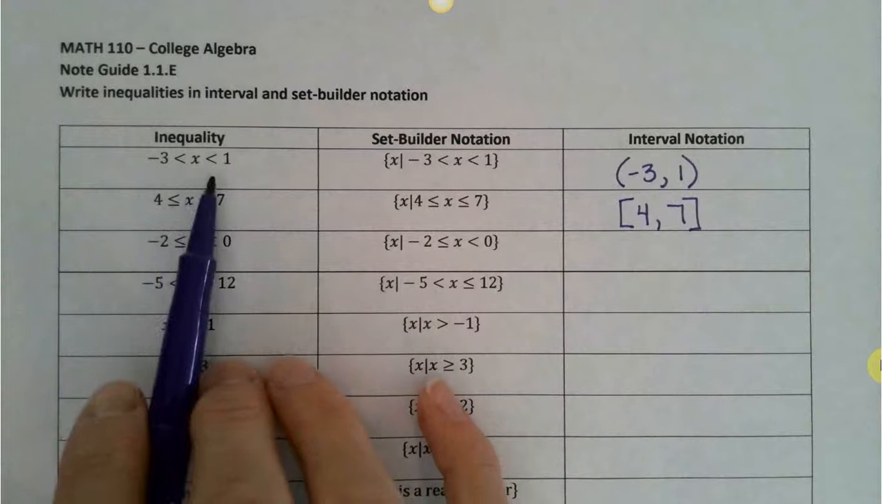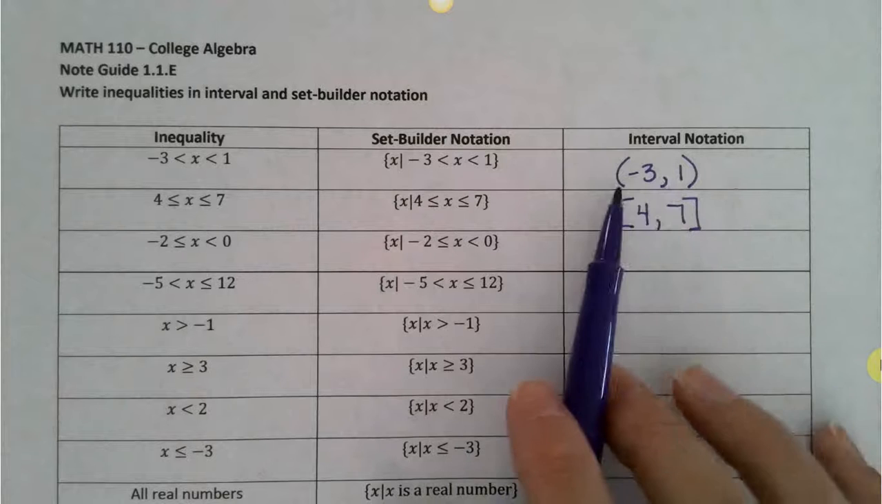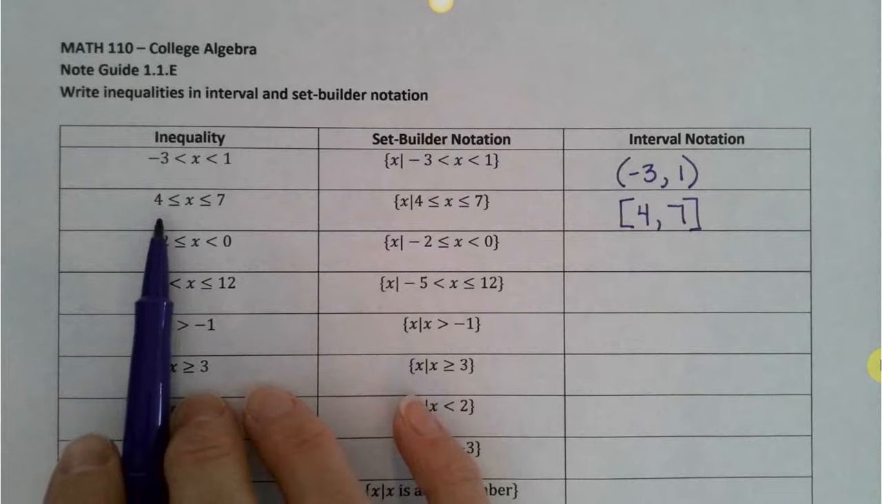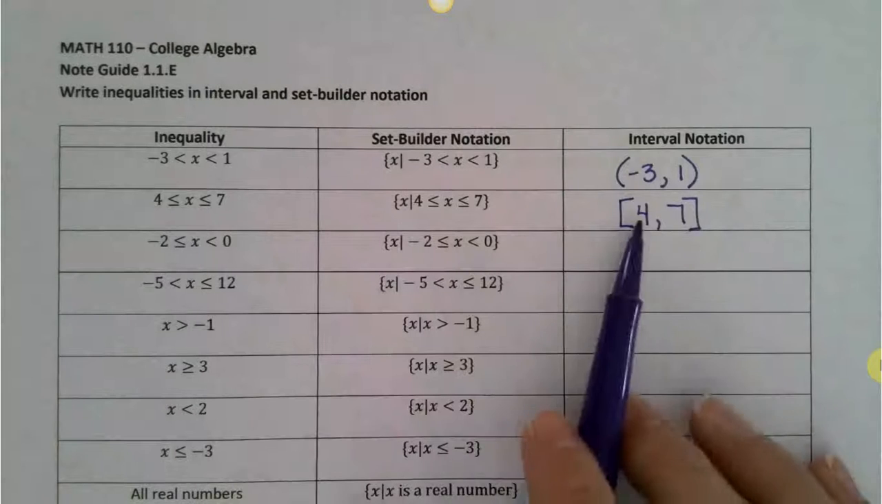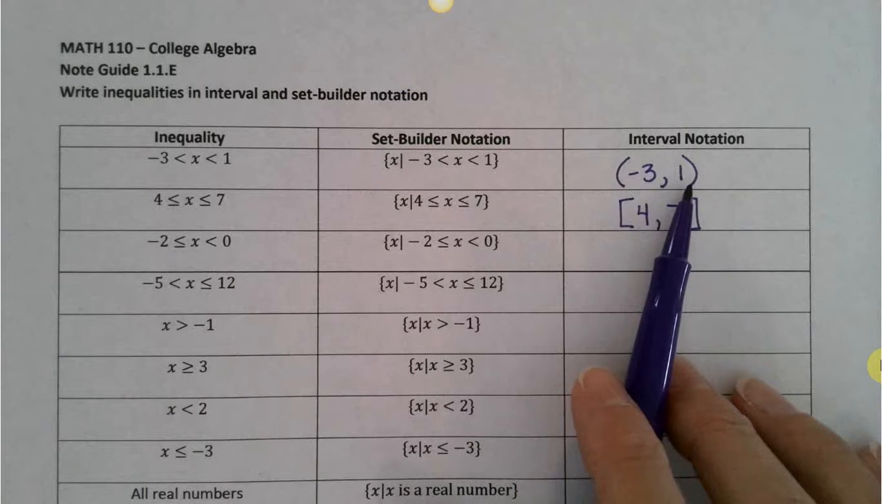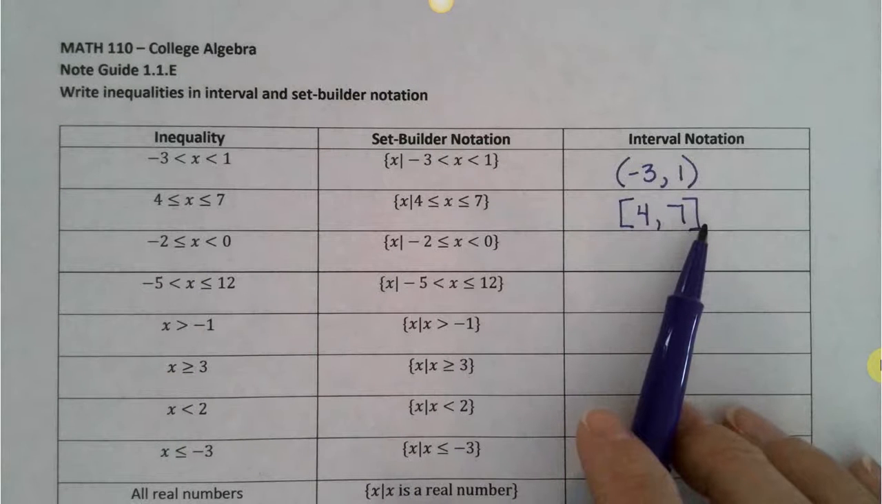When the -3 and the 1 were not included, when it was just strictly less than symbols in here, we used parentheses on either side of our interval notation. When the endpoints were included, so when we had less than or equal to symbols in here, we used brackets. So parentheses are when the numbers are not included. Brackets are for when the numbers are included.